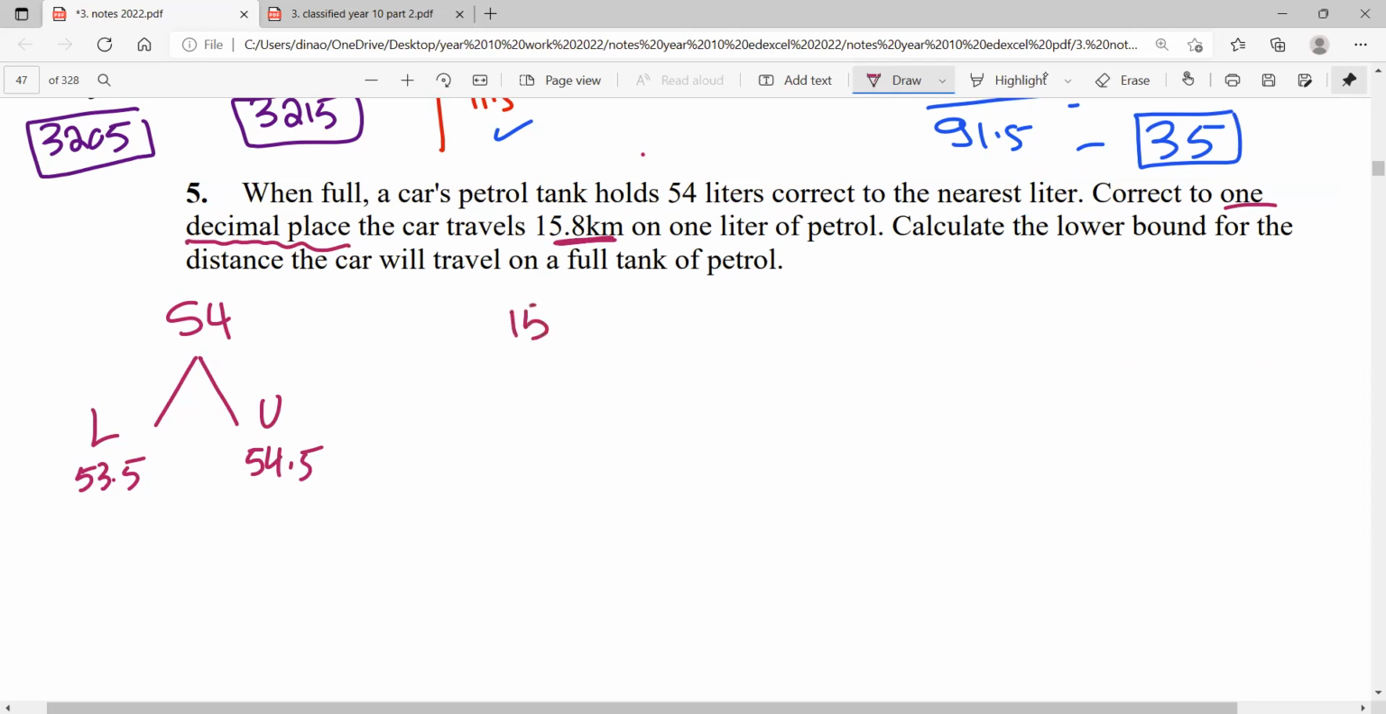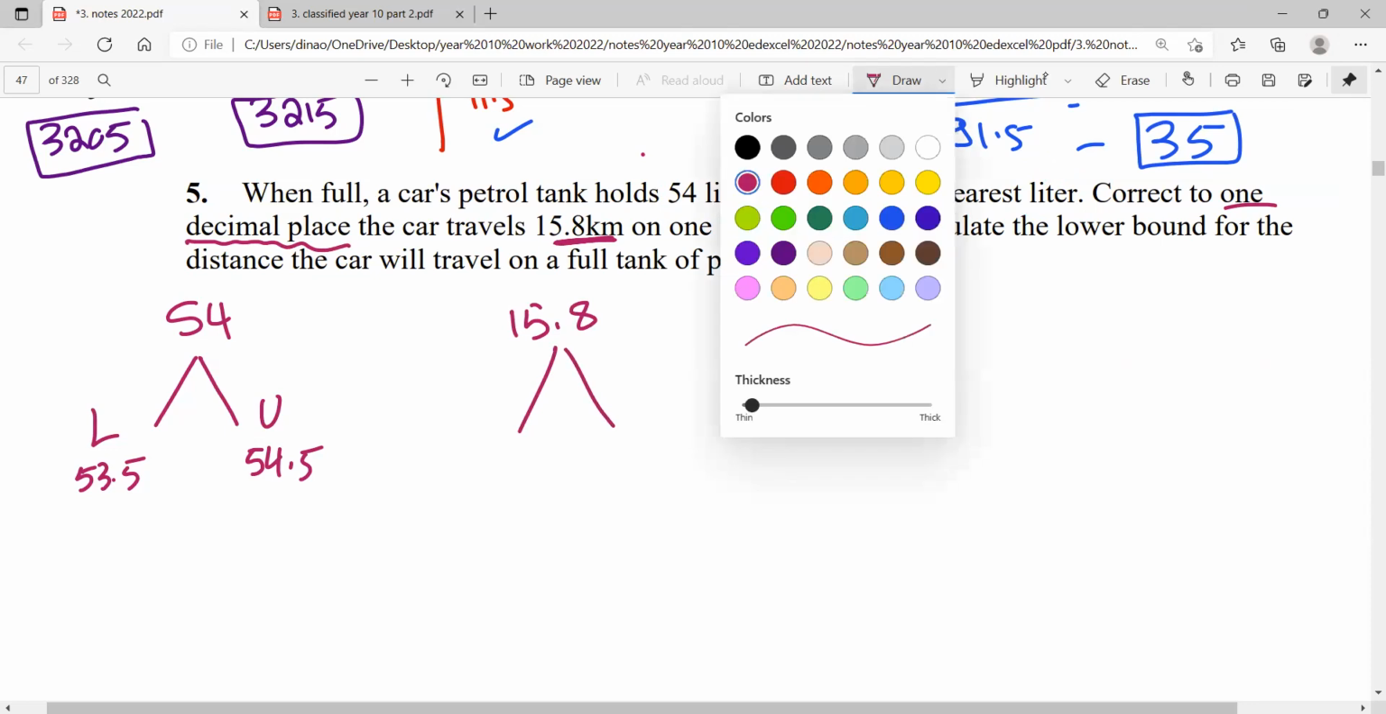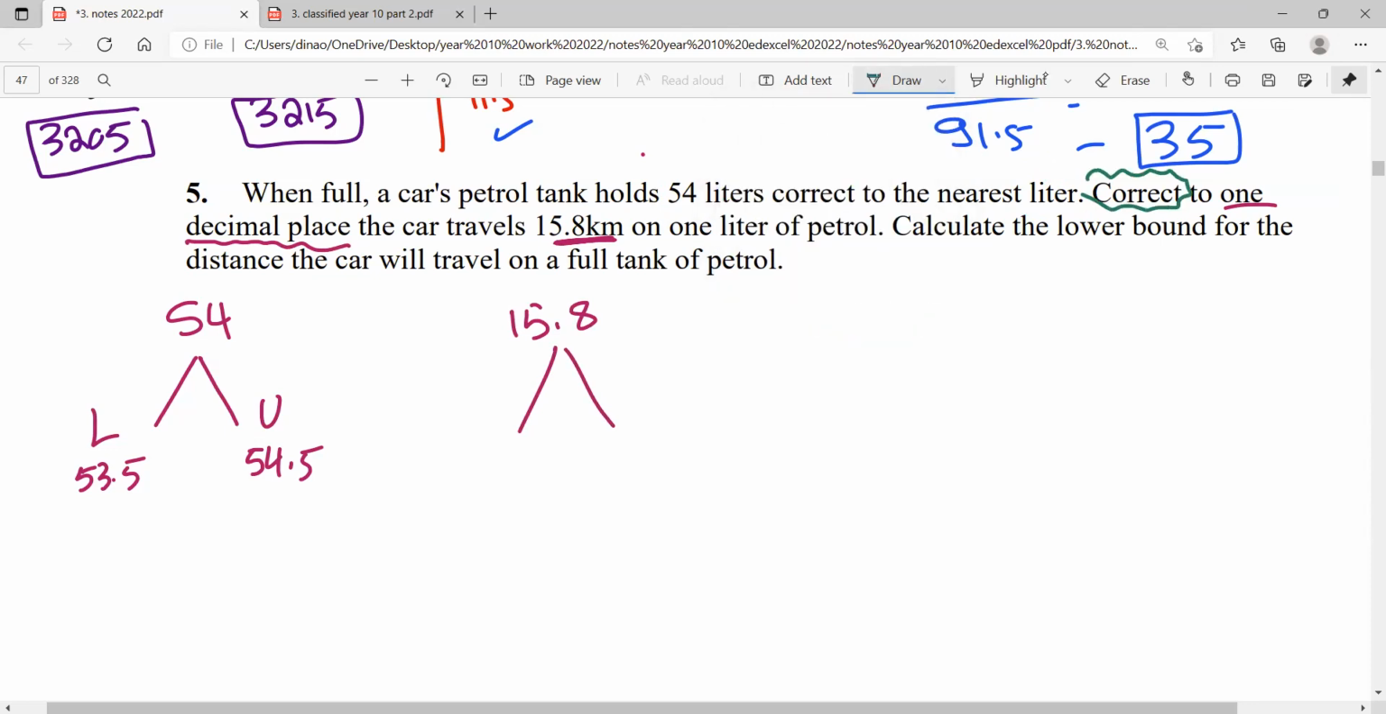First, let's find the bounds of the distance. Here it says corrected to 1 decimal place, and again I confirm, guys, the place value is always given after the word "correct". 1 dp is the tenth, which is 0.1, divided by 2 gives 0.05. Add to find the upper bound, subtract to find the lower bound. And the originals, I will not use them anymore.